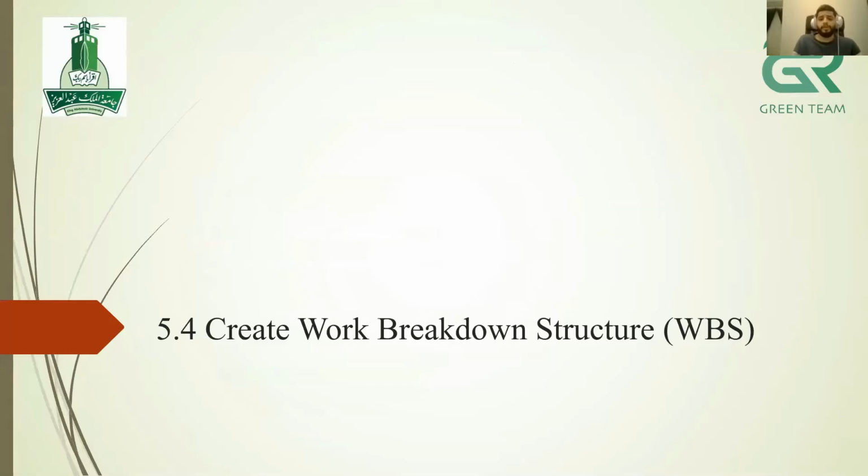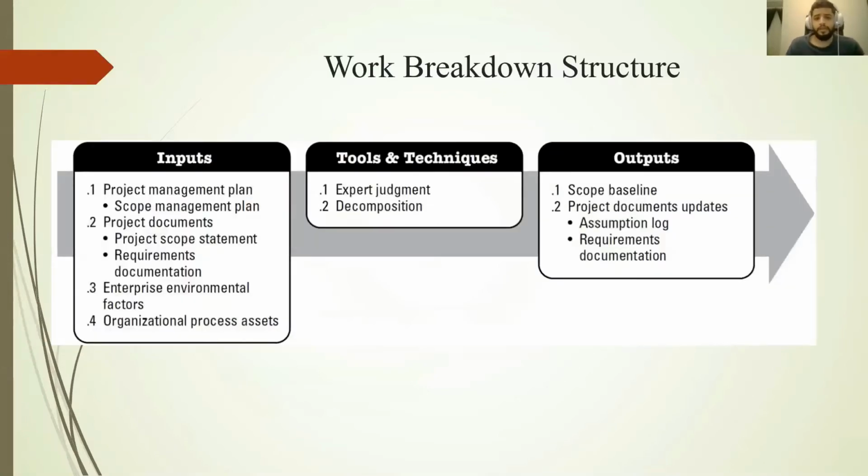Create work breakdown structure, WBS. The inputs for the WBS are the project management plan, project documents, and EEF and OPA. The tools and techniques are expert judgment and decomposition. The output will be the scope baseline and project document updates. The project document updates will include the assumption log and requirements documentation.